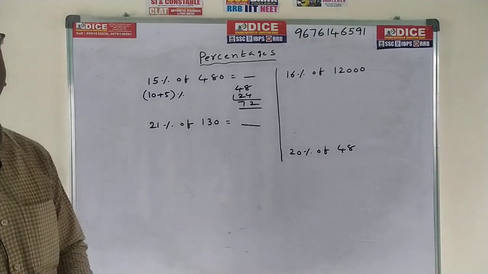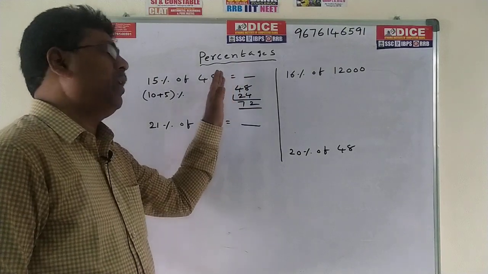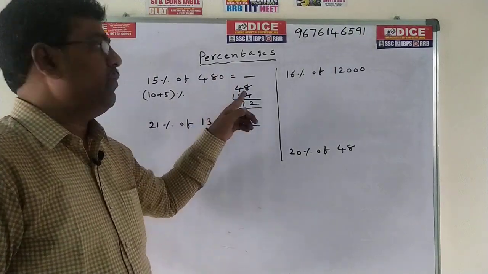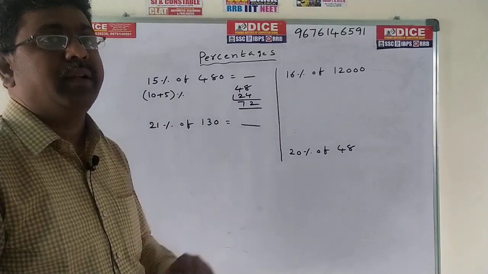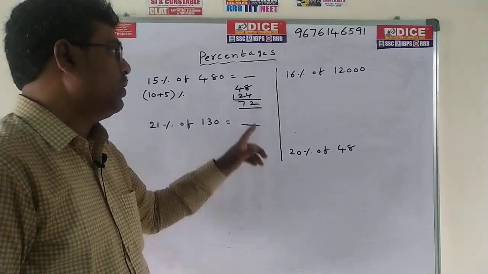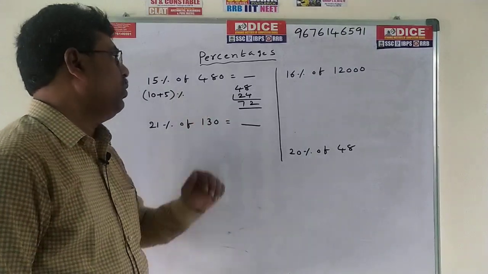So 15% of 480 is equal to dash. I am assuming 15% as 10% plus 5%. 10% means you can take a decimal after one digit, so the 10% value is 48. 5% means half of 10%, 48 by 2, 24. So 48 plus 24, 72 is the right answer. So we can do the problem like this.